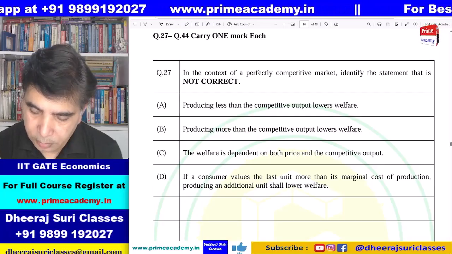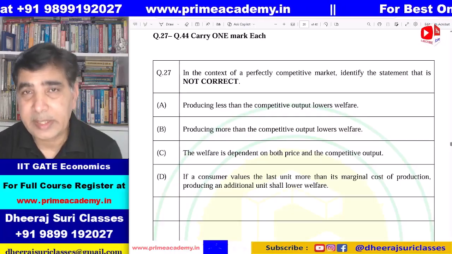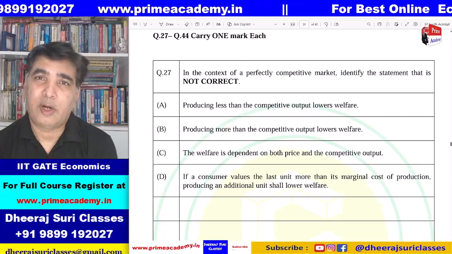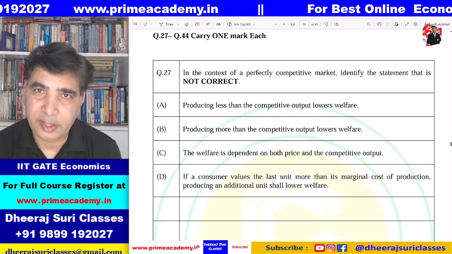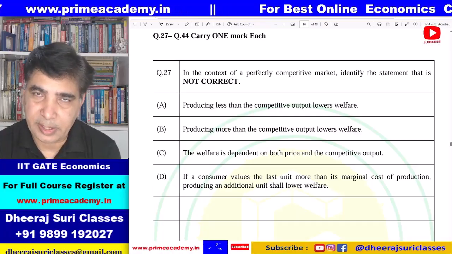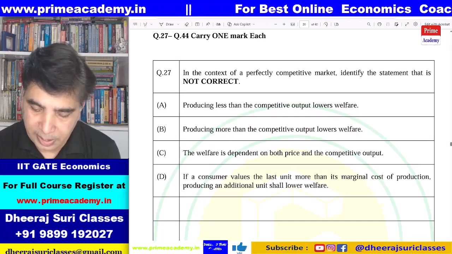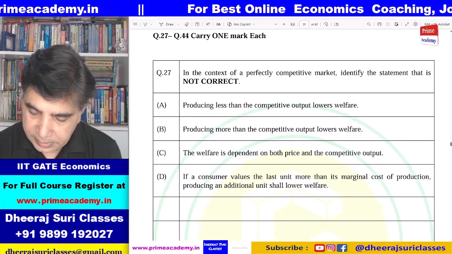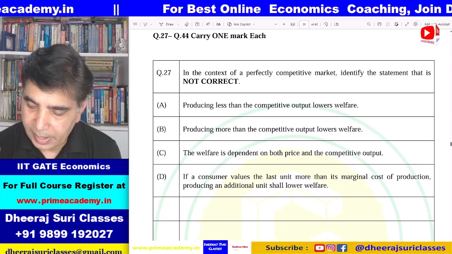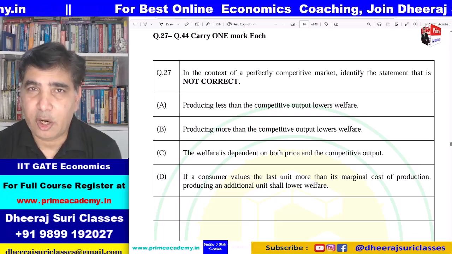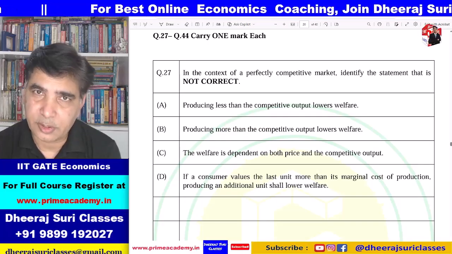Second, producing more than competitive output lowers welfare. Again, this is correct because as I mentioned, we have to produce the output which is efficient output. Any overproduction or underproduction lowers the welfare. It causes inefficiency. So both A and B are correct. So they are not our answer. C is the welfare is dependent on both price and competitive output. Certainly, price should be equal to marginal cost and output should be efficient. This is also correct. So this is not our answer.